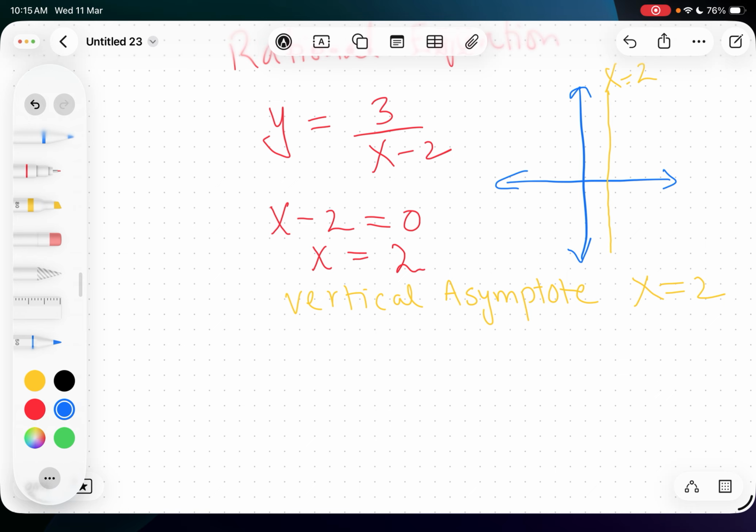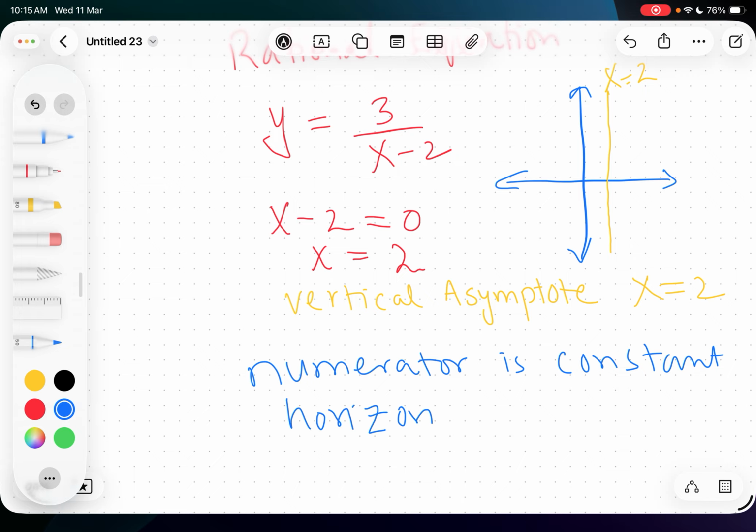For its horizontal asymptote, look at the numerator. The numerator of the equation is a constant number, right? So when the numerator is only a constant number, the horizontal asymptote will always be 0. So the equation of the horizontal asymptote is y is equal to 0 in this particular case.